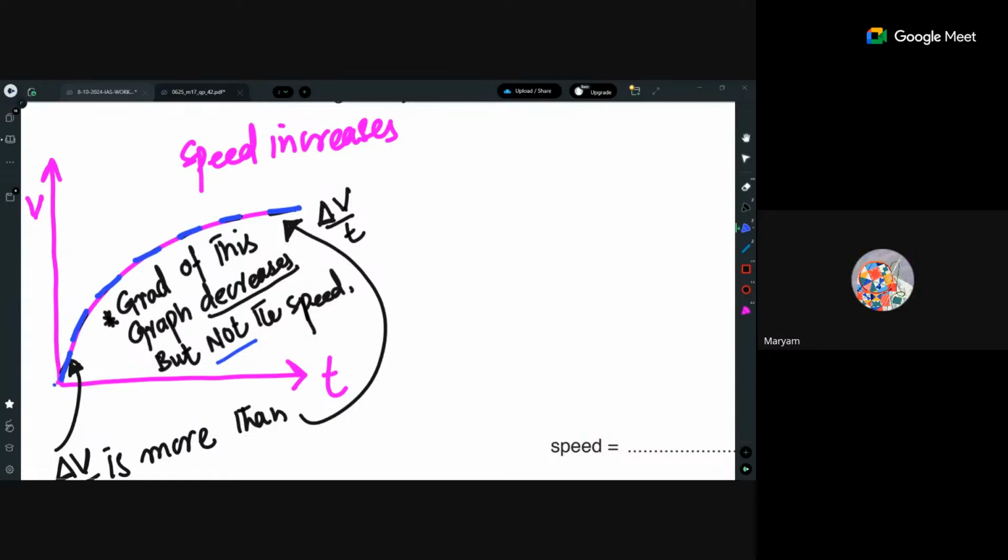How can speed decrease? It is 0, it is 10, it is 20, so with the passage of time speed increases. Are you getting my point? Yep. Speed is continuously increasing, but the rate at which this body was moving slows down.